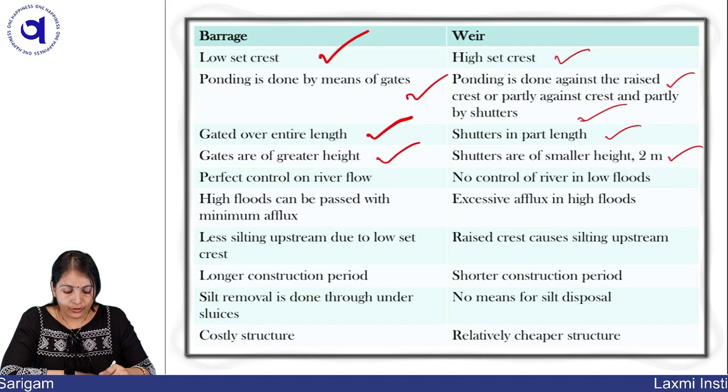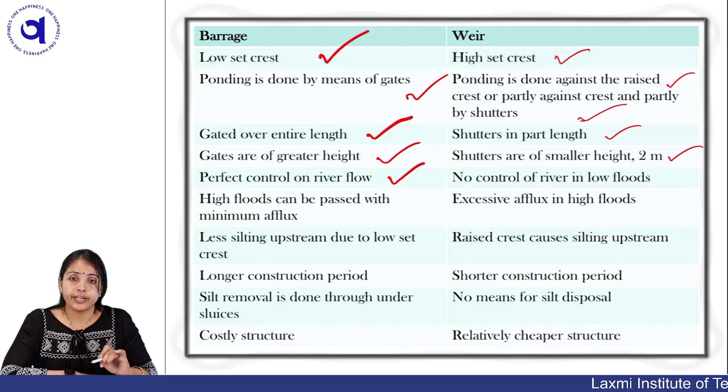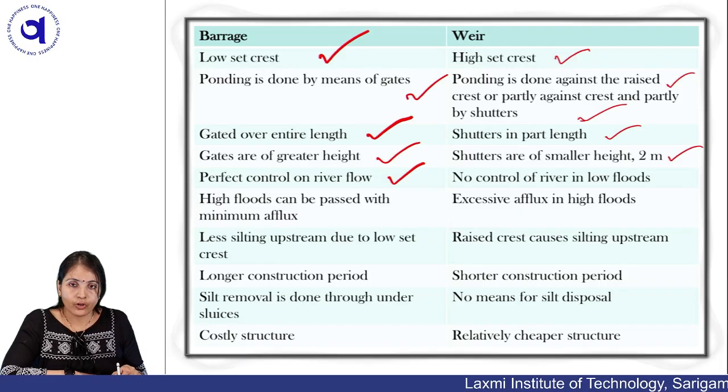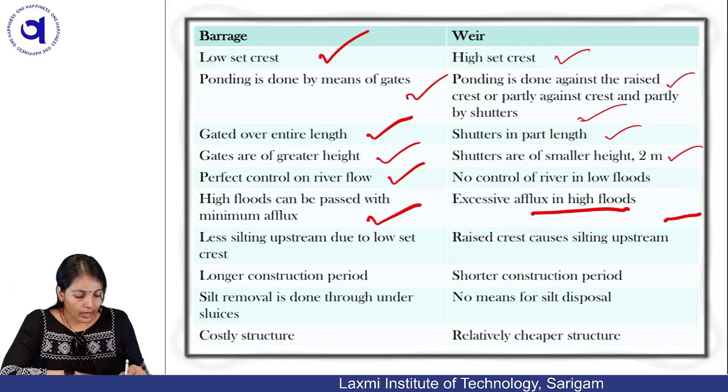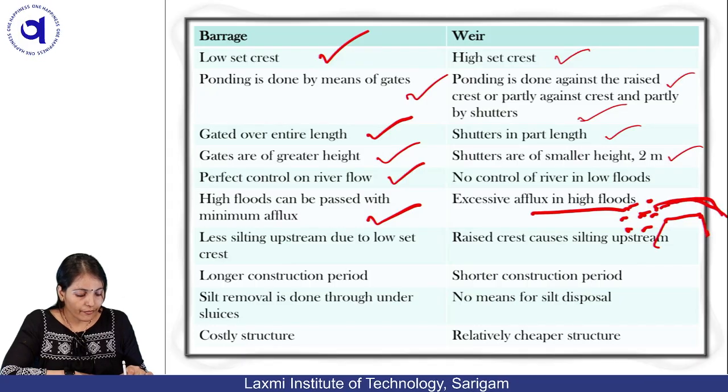Perfect control on river flow. In the barrage we have perfect control. In the monsoon season, when we have flood over the entire section, we can control it with the help of the barrage, but we can't control it with the help of the weir. There is no control of the river on low floods. High floods can be passed with minimum efflux in a barrage, but there is excessive efflux in high floods in a weir. What is efflux here? Suppose you have a crest over here and water passes over it. This jump is nothing but efflux, an extra jump of water.